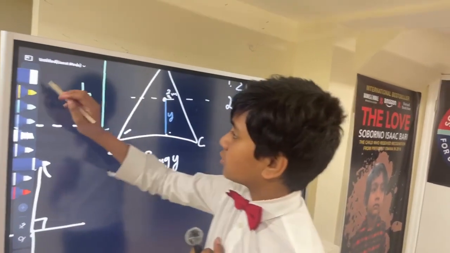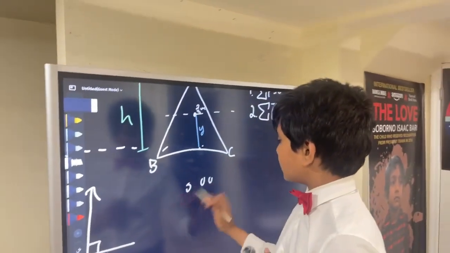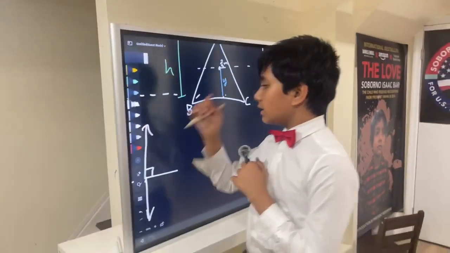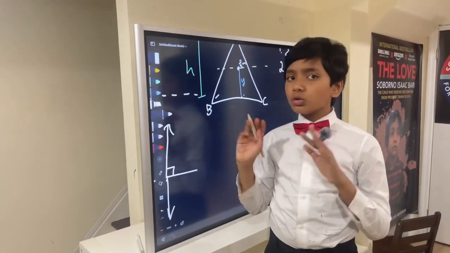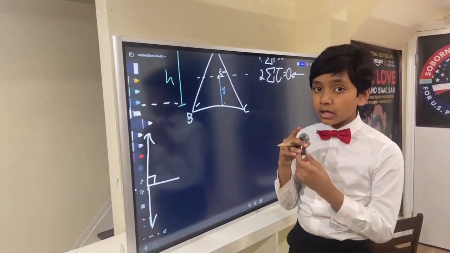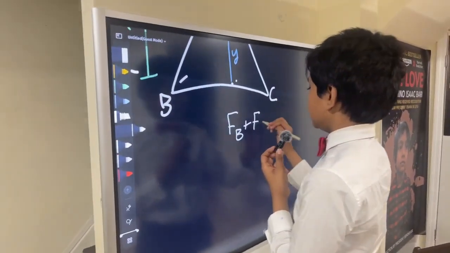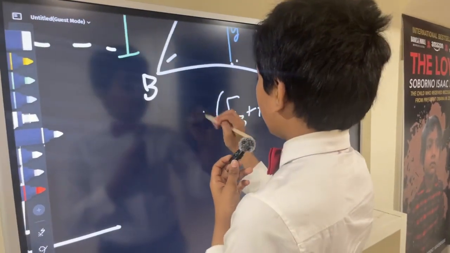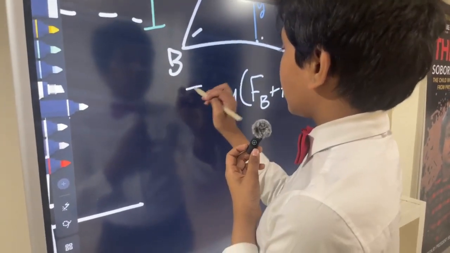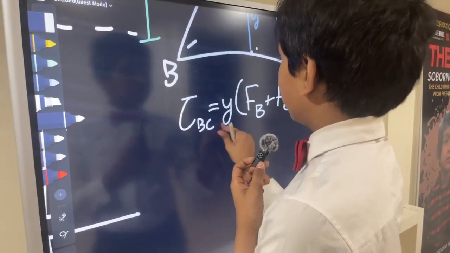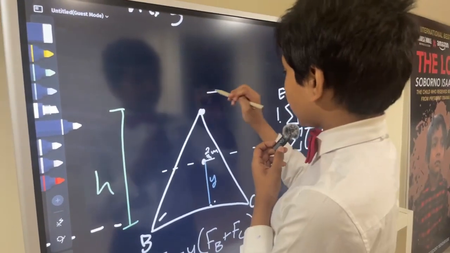How can we express the torque here? Well, 2/3 mg is going to be the total normal force by the entire table. But for BC, we can just express it as FB plus FC. That's our force, and then our radius is y, and our torque is torque BC. What about our torque A?